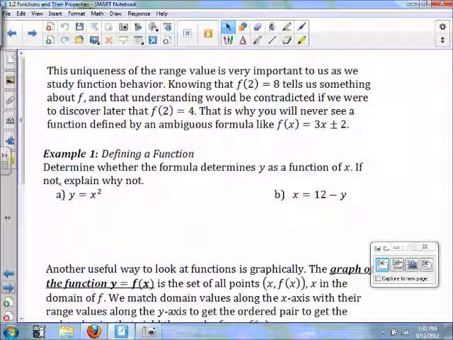Now, this uniqueness of the range value is very important to us as we study function behavior. Knowing that f of 2 will equal 8 tells us something about f. And that understanding will be contradicted if we were to discover later that f of 2 also equals 4. That is why you'll never see a function defined by an ambiguous formula like f of x equals 3x plus or minus 2. Now remember, they're not zeros of the function or solutions. This is actually the function.